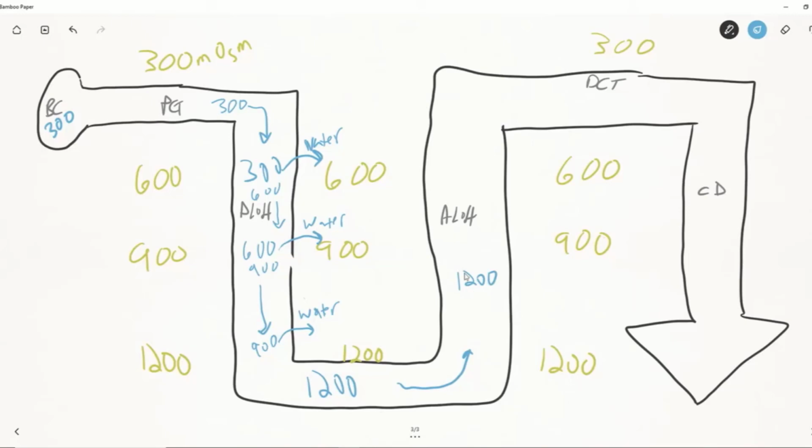So we get up to this point where it's 1200 inside and 900 outside. Well, it could try to suck the water in, but we're not permeable to water on this side. What's the alternative? Everything wants to go from an area of high concentration to an area of low concentration. So those solutes, the sodium and the chloride, are going to get sucked out. I'm going to write solutes, S-O-L.